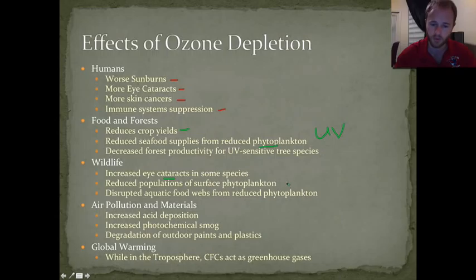They also produce a lot of O2. So you're going to have less photosynthesis because they're plants of the marine system doing photosynthesis. And disrupt food webs because of the reduced phytoplankton, which is the start of the food chain. Alright, air pollution material: increase acid deposition, increase photochemical smog, and degradation of outdoor plants and plastics.